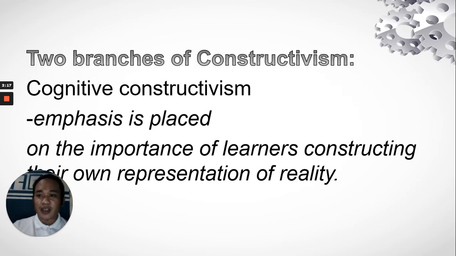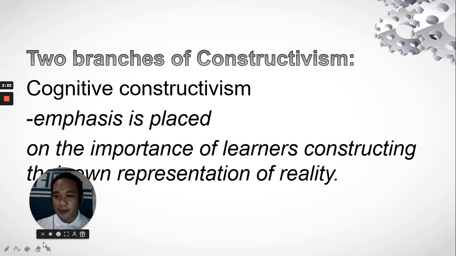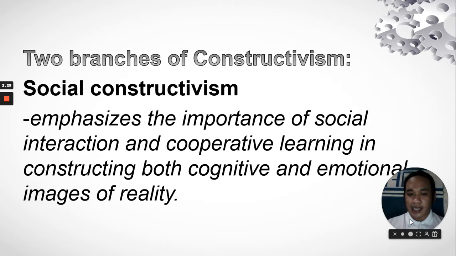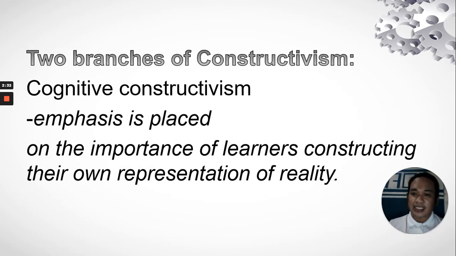So there are two branches of constructivism. Number one is cognitive constructivism, where the emphasis is placed on the importance of learners constructing their own representation of reality. When you say cognitive, it talks about the mental ability of a learner, the ability to think, so everything that involves the mind or thinking. So that's the first branch of constructivism.